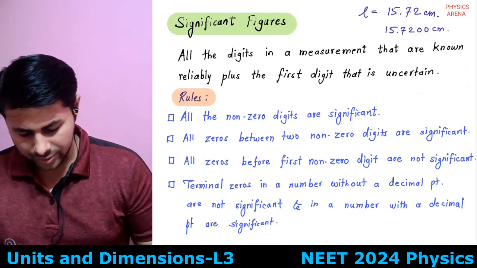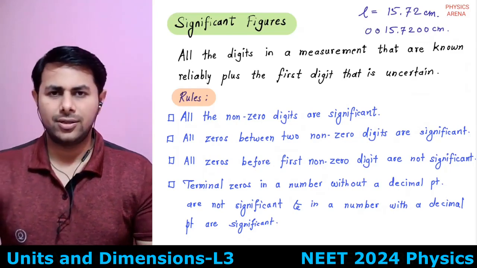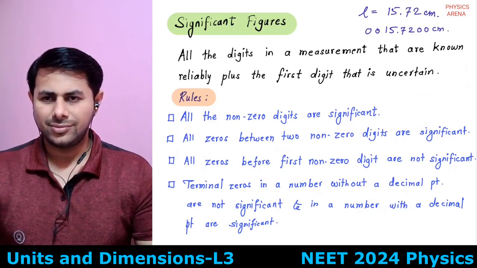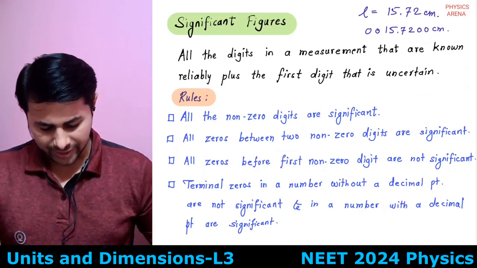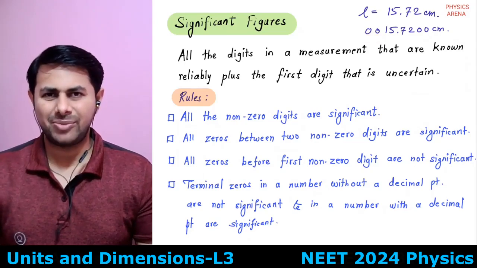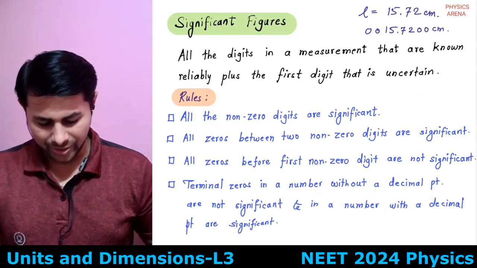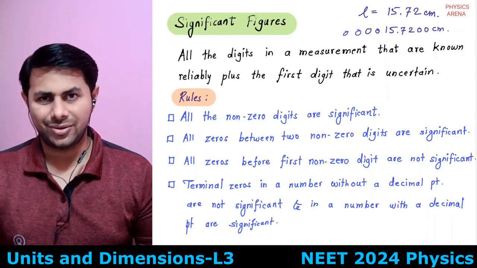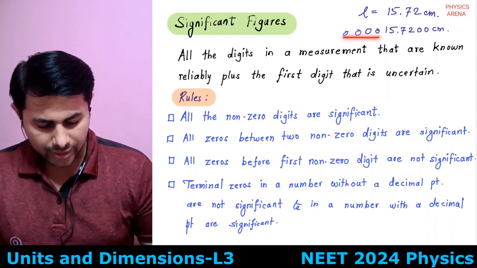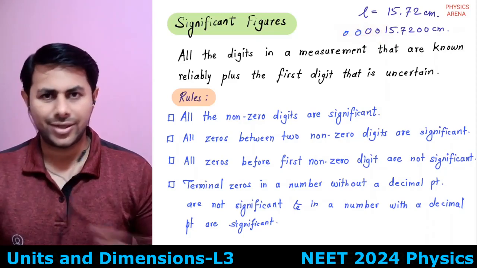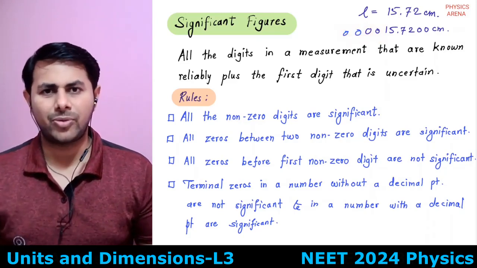Okay, so now if I write this like this, how many significant digits will be there? Still there are 6 significant digits, because these two zeros don't have any meaning. They don't tell you anything about the instrument or your measurement. You can put as many zeros as you want before a number, and that doesn't add anything to the measurement. So all the zeros before your first non-zero digit are insignificant, if there is no decimal point involved.